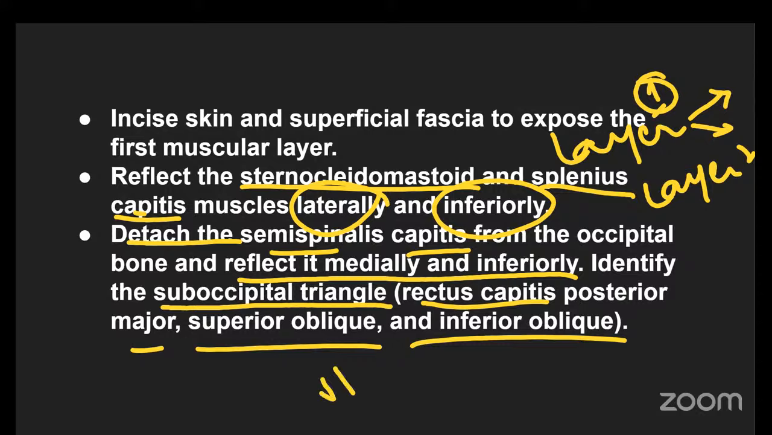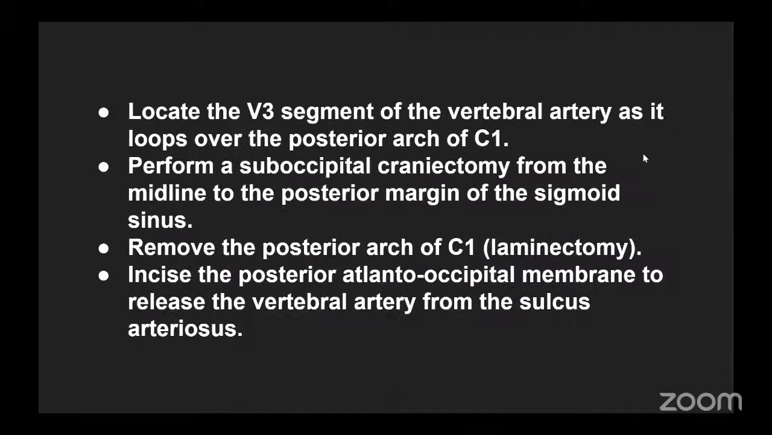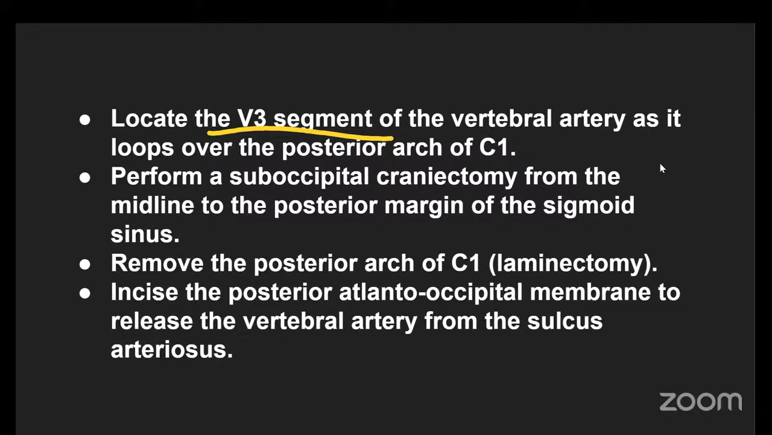So once we have incised the semispinalis capitis and we have retracted it medially and inferiorly, we come on the suboccipital triangle and we stop. Why do we stop? We figure out where the vertebral artery is. You are all with me so far? Yes. Okay. What are we going to localize? We are going to localize the V3 segment, which was situated on the arch of the C1. This loops over the posterior arch.